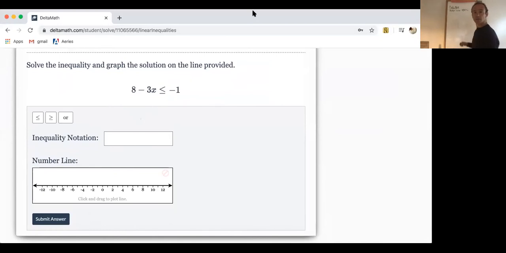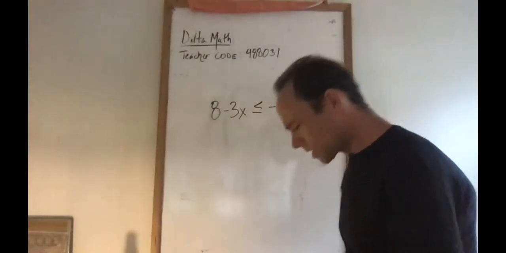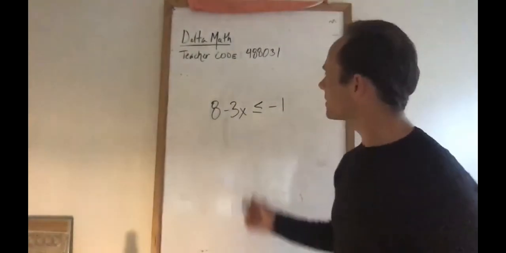So what do we got here? 8 minus 3x is less than or equal to -1. All right. Very beautiful. Very, very beautiful. Let's solve this problem here. Again, we're going to try to isolate the variable.